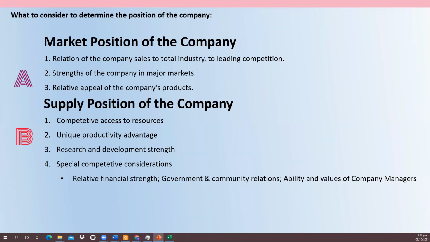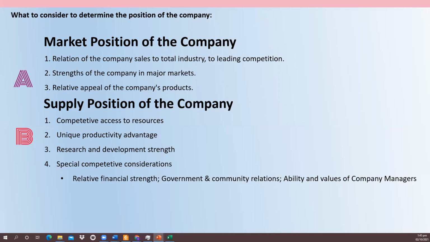Next is the strength of the company in major markets. Okay, so ito pwede na natin pag-usapan dito yung uniqueness ng product mo, and yung demand niya. Relative appeal of the company's products. Parang it talks about din yung uniqueness and yung demand ng product mo sa market. Supply position of the company, competitive access to resources. Kumbaga kung marami kang access to the resources or marami kang supplier. Unique productivity advantage, research and development strength, and then special competitive consideration.